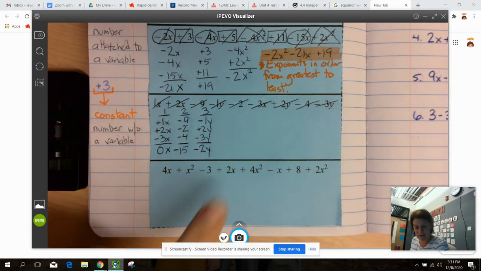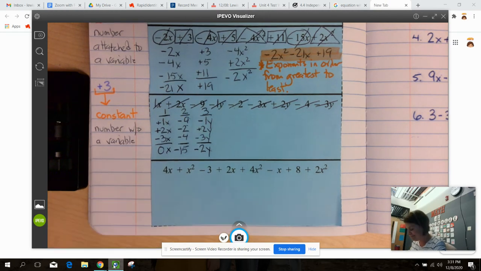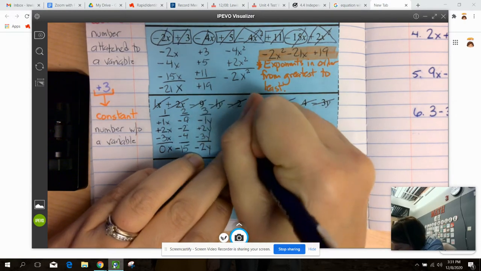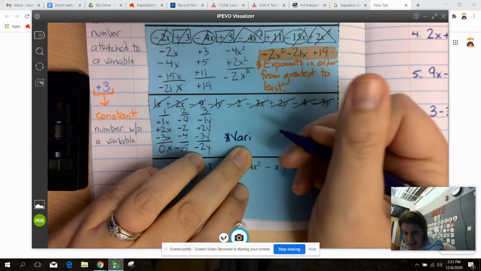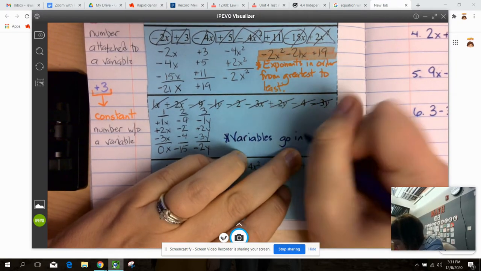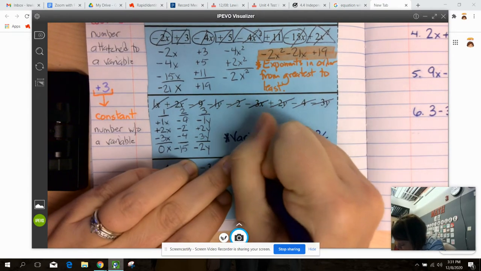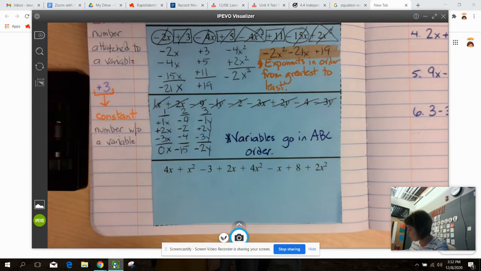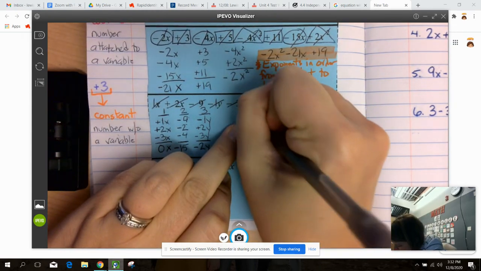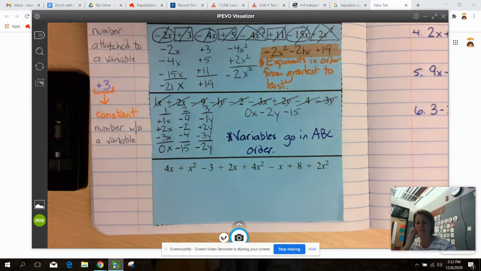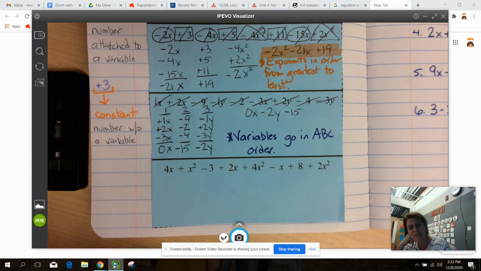Now, down here, I want us to write this little reminder. When we have different variables, like we have an x and a y this time, variables are going to go in alphabetical or ABC order, which means they just go in the way you say your ABC. So x comes before y here, so x would go first. So it would be 0x, negative 2y, negative 15.